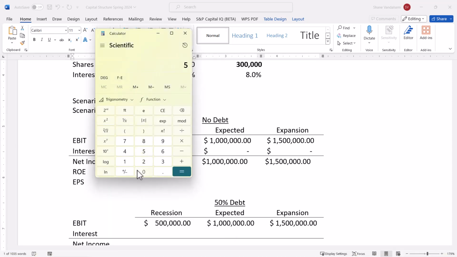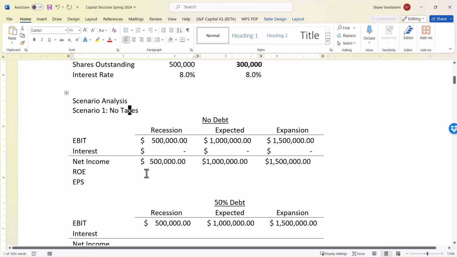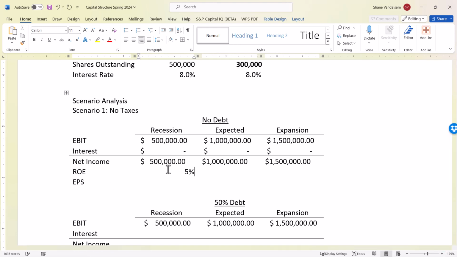So I'll just show you this: 500,000 divided by 10 million. It's going to give us 0.05 or 5% return on equity. $1 million divided by $10 million is going to give us a 10% return on equity. And then finally, if the firm is in an expansion, our return on equity would be 15%.